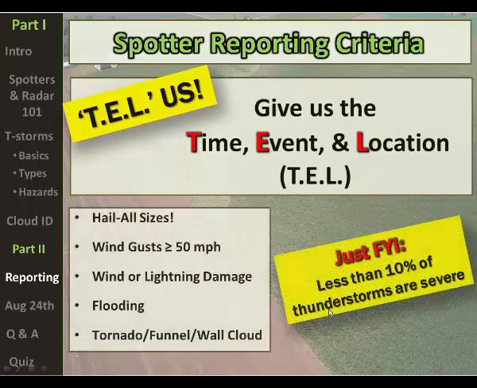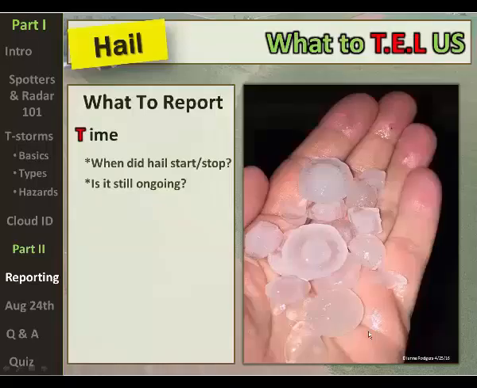So tell us, are you seeing hail of all sizes, wind gusts greater or equal to 50 miles per hour, wind or lightning damage, flooding or a tornado, funnel or wall cloud? Remember, up to 10% of thunderstorms are severe, so it might be that you don't report every thunderstorm, and that's fine, but we'd still like to hear what you're seeing.